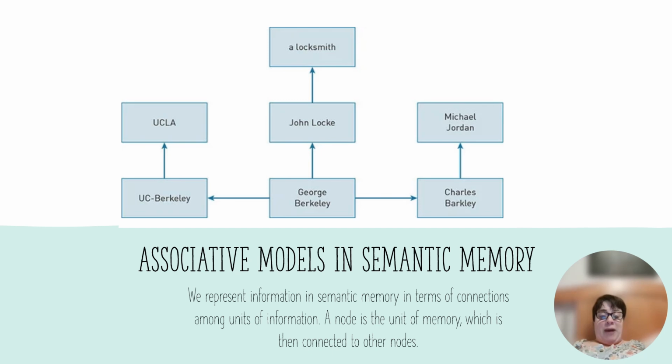So, for example, you might have a node for the 18th century British philosopher George Berkeley, who championed the ideas of associationism. The node for the memory of this philosopher might be linked to the node for John Locke, who was another very prominent associationist philosopher. And that might be connected to the node for the University of California at Berkeley and to the node for Charles Barkley, the star basketball player for the Philadelphia 76ers in the 1980s and 90s. So nodes may be strongly connected, as in the Berkeley-Locke association, or less strongly connected, as in the Berkeley-UC Berkeley connection and the Berkeley-Barkley connection.